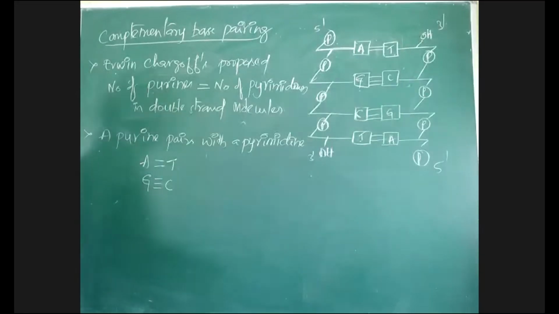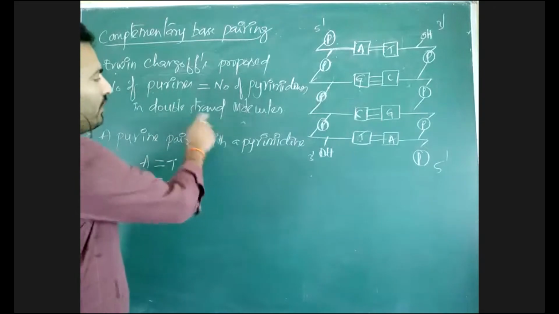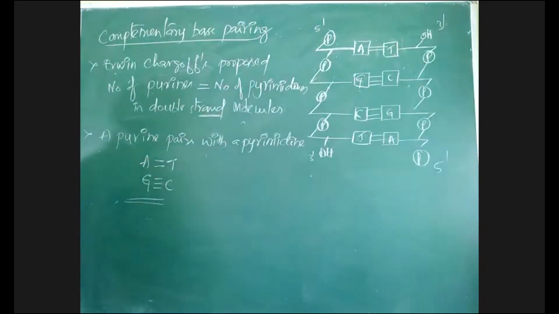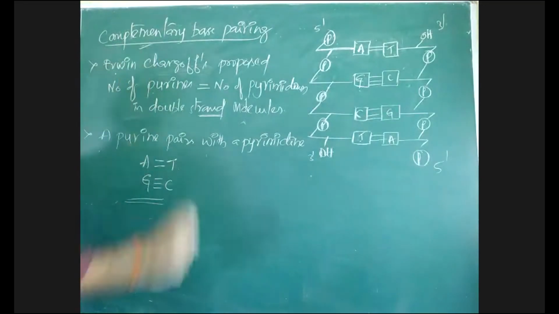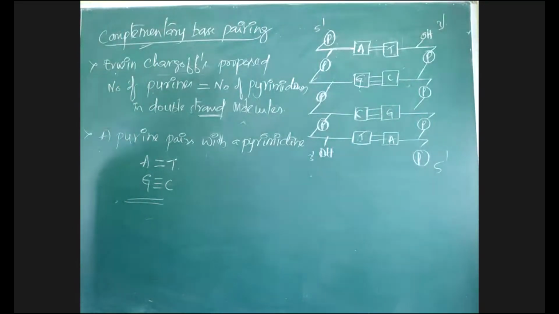Like that, there is formation of hydrogen bonds: adenine-thymine pair, guanine-cytosine pair. See that adenine, guanine, cytosine, thymine pairs are formed only in double-stranded molecules. So for double-stranded molecules only, this complementary base pairing, Erwin Chargaff's rule, is applicable.